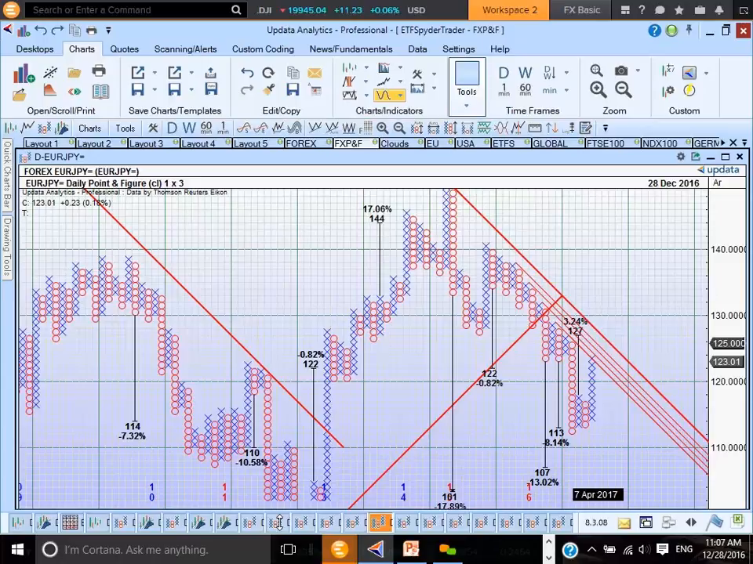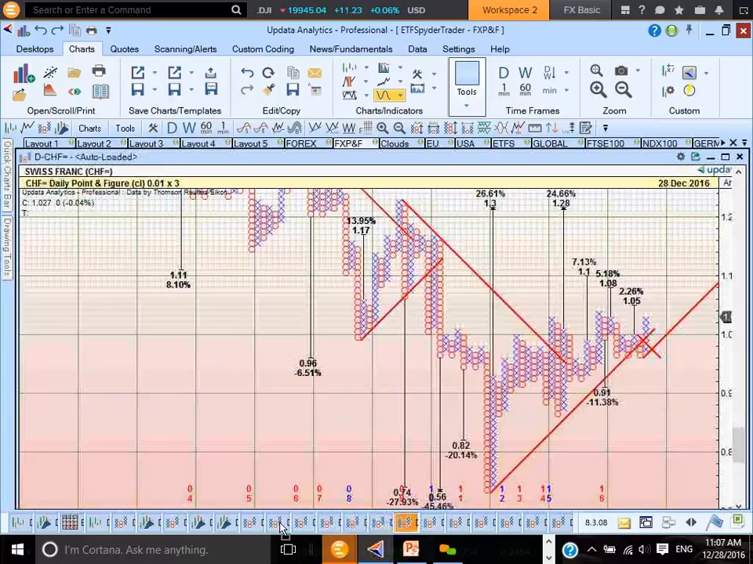Watch out for a point and figure chart reversal to the downside, which would then signal a downward move. But so far, grinding higher into the point and figure chart resistance zone with 127 as the next target.